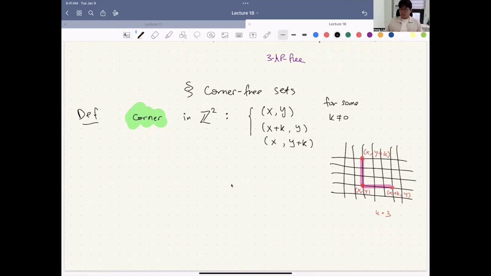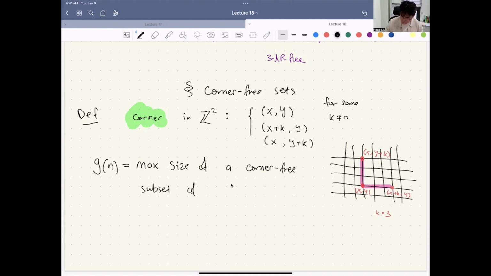How large? We can ask the same thing. A subset of n by n grid, if it's corner free, how large can it be? So let's let g of n be the maximum size of a corner free subset of the n by n grid.